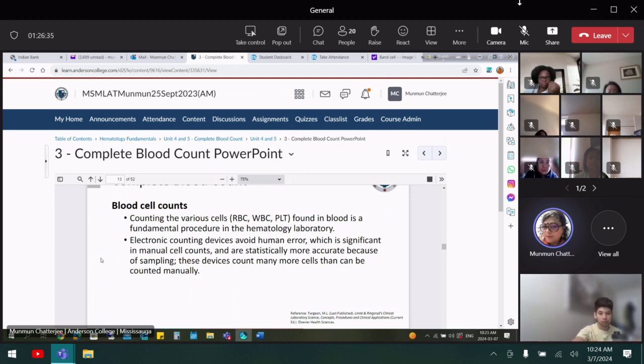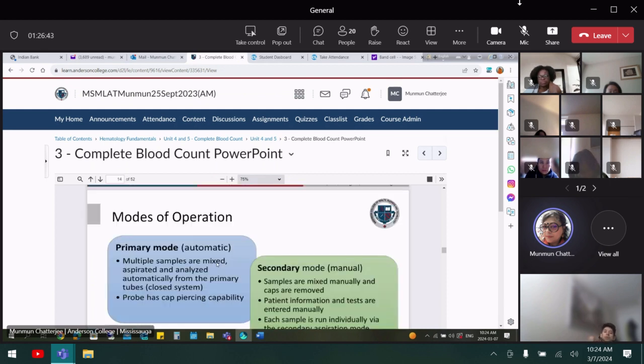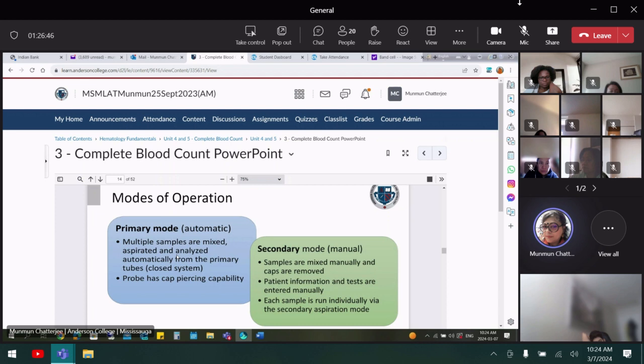And they're statistically more accurate because of sampling. These devices count many more cells than can be counted manually, because they take a huge field. Okay, modes of operation, primary mode. When you are doing it manually, you can count one by one. But with the automated analyzer, samples are aspirated and analyzed automatically from the primary tubes in a closed system. So from one CBC tube, you can use it for hemoglobin, for the CBC, and for malaria testing if there is need.